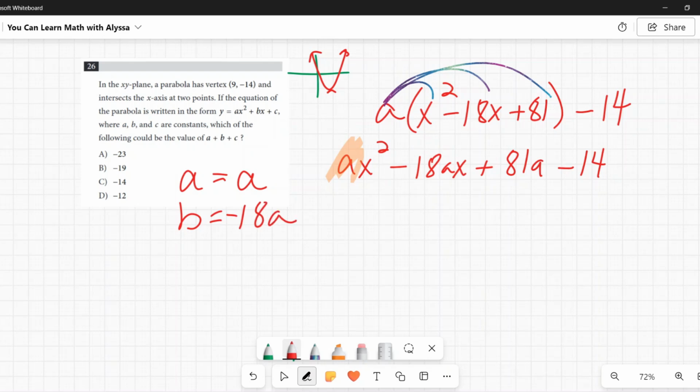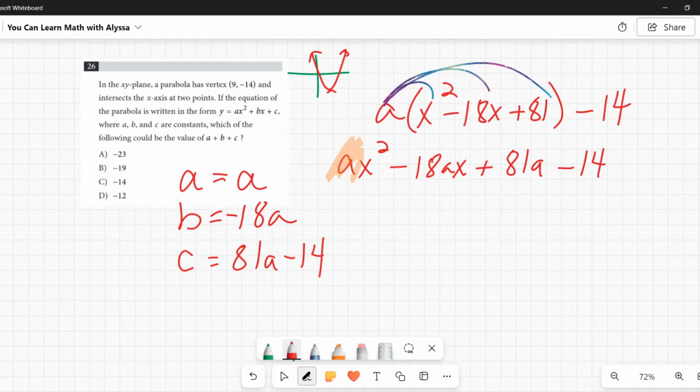And then finally, my c is my constant, which is these two together, because a is a constant. So 81 times a is also a constant. 81a minus 14 is altogether a constant. So that's my c.